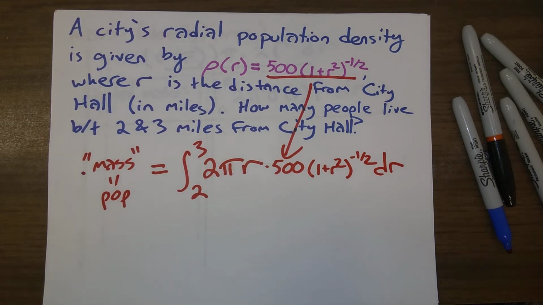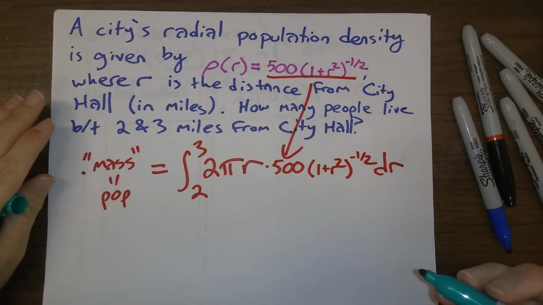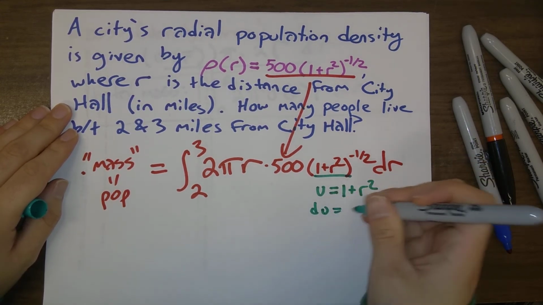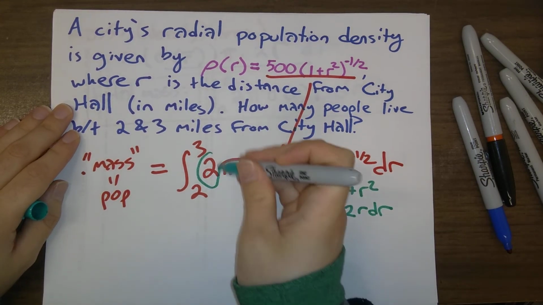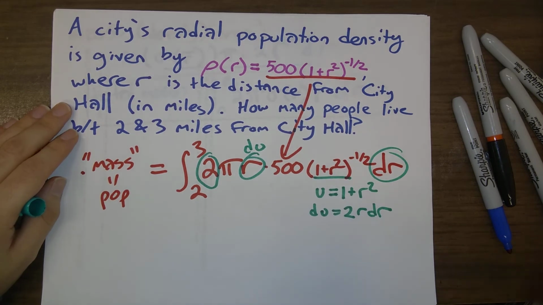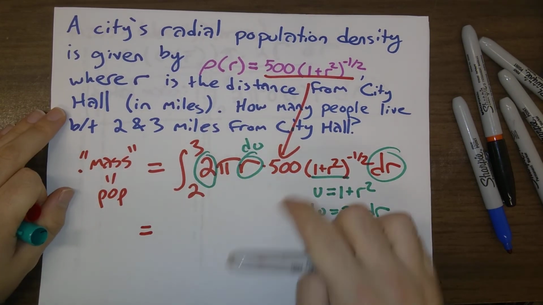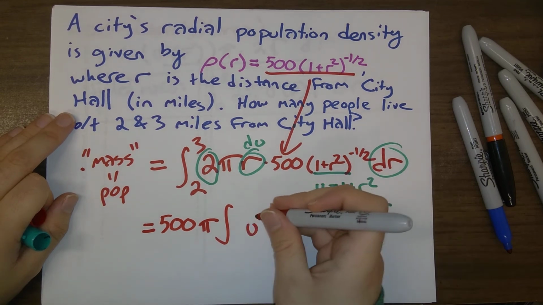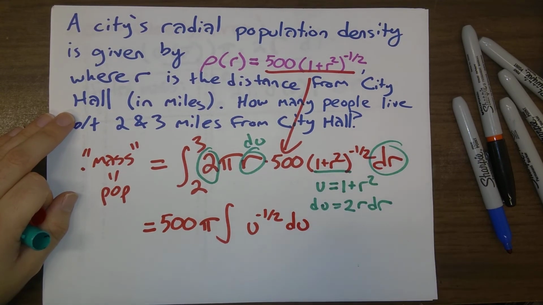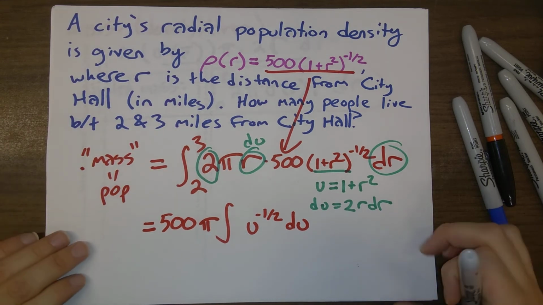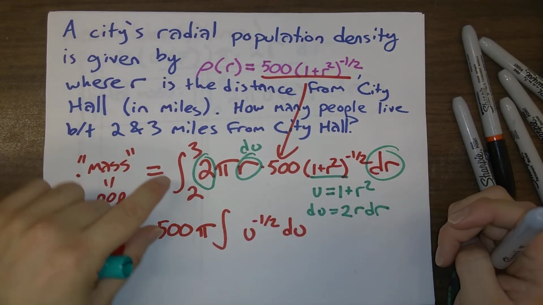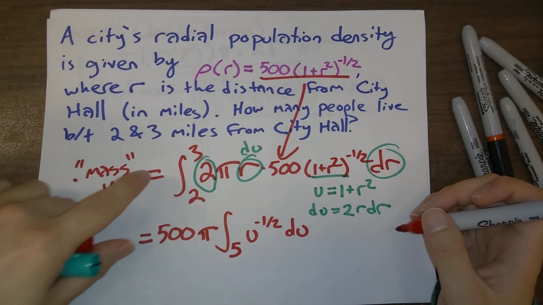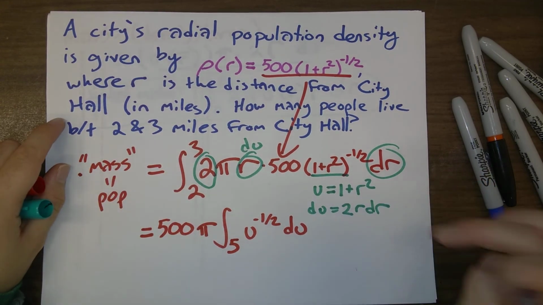Okay, so all we have to do at this point is evaluate this integral, and this is a relatively straightforward one to do with u equals 1 plus r squared. So then du is 2r dr. So 2 and r and dr, there is our du. And so what do we end up with? I can move the 500 pi out in front, times the integral of u to the minus 1/2, and all of that becomes du. Also, we need to change the bounds here. So when r is 2, u is 1 plus 2 squared, which is 5. And when r is 3, u is 1 plus 3 squared, which is 10.